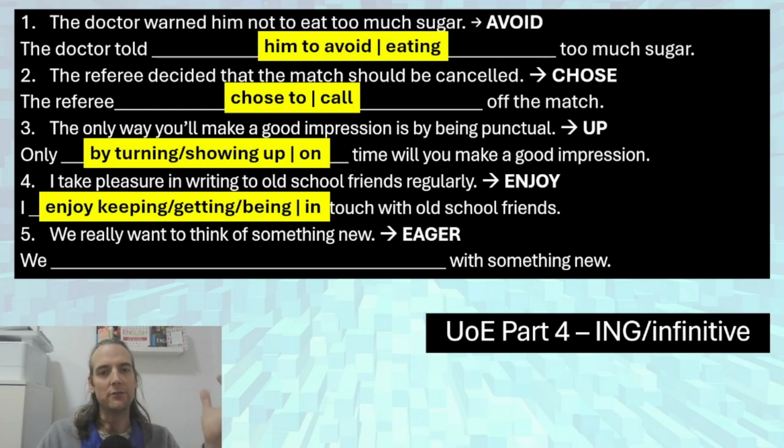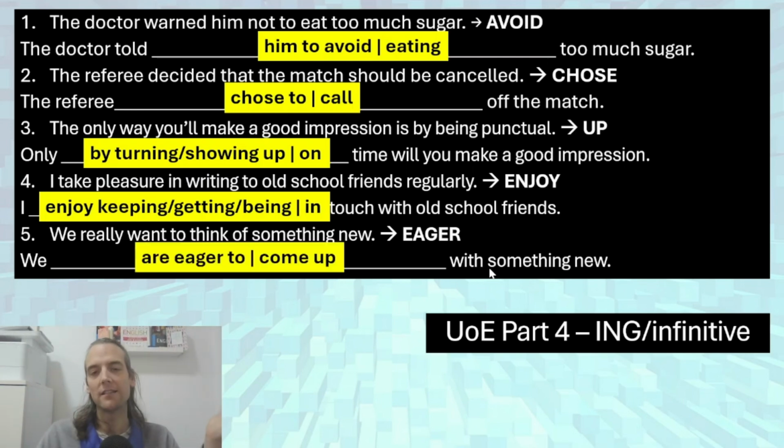And number 5, I really want to, I'm eager, and think of something new with, what's a phrasal verb with, come up with something new. We're eager to come up with something new. Eager is an adjective, to come up with. As you can see, 1 mark for each point either side of the dividing bar. You have a total out of 10 for this slide.